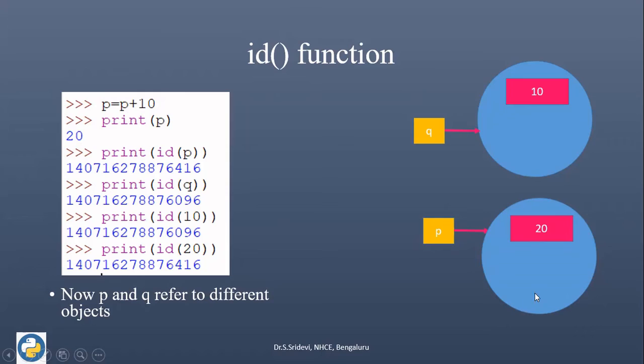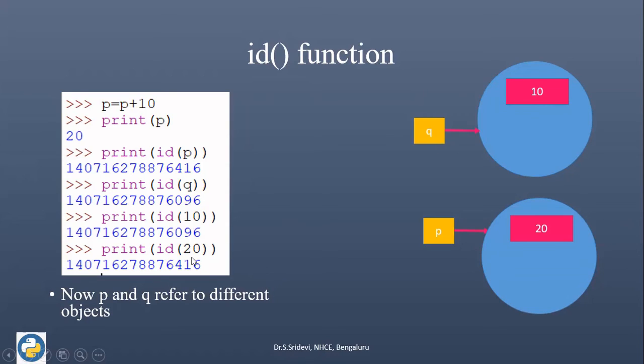That is nothing but the memory location of this object. And when we print the ID of Q, we will get the memory location of this particular object. And when we print the ID of 10, 10 is nothing but this only. So it will be the same as the ID of Q, because 10 is in the range -5 to 256. So these two are the same.